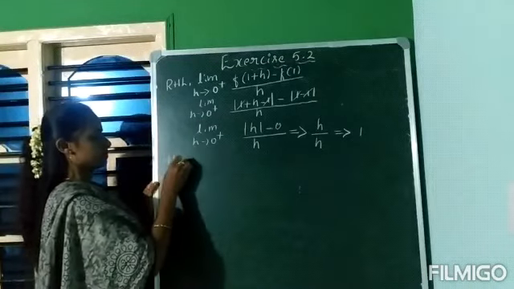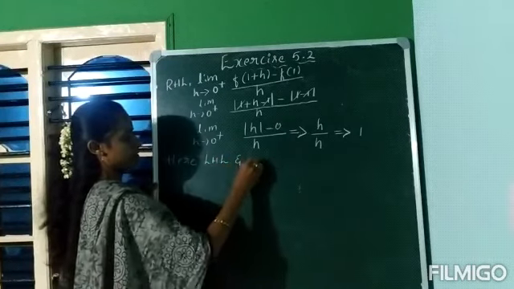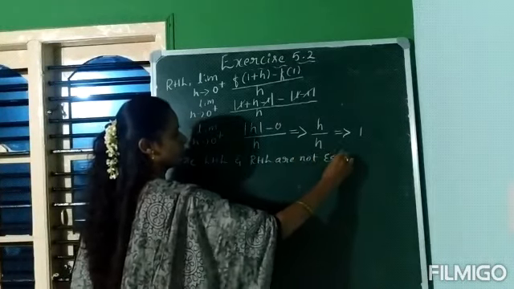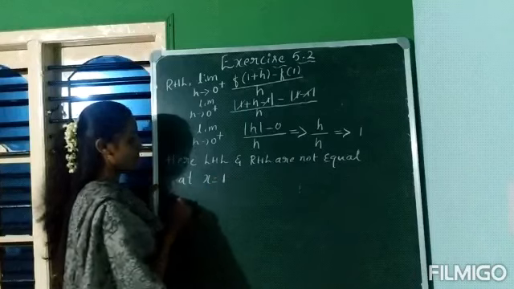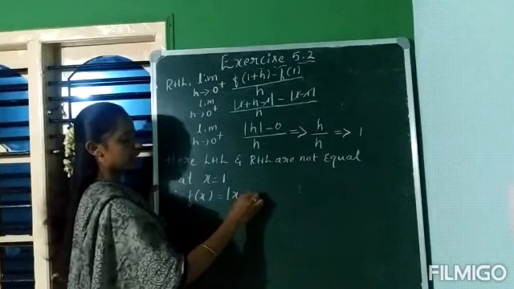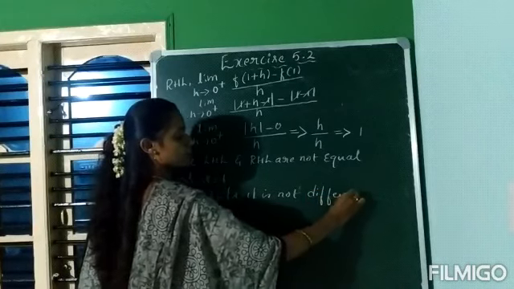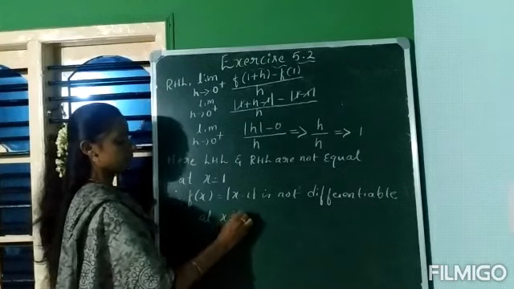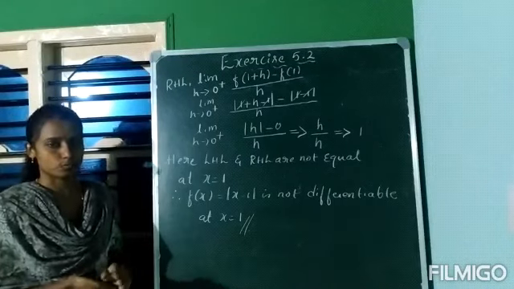So LHL and RHL are not equal at the domain value x equal to 1. Therefore, the function f of x equals modulus x minus 1 is not differentiable at x equal to 1, and that ends the problem. Hope this is understood. The same way you just do the last problem in this exercise.